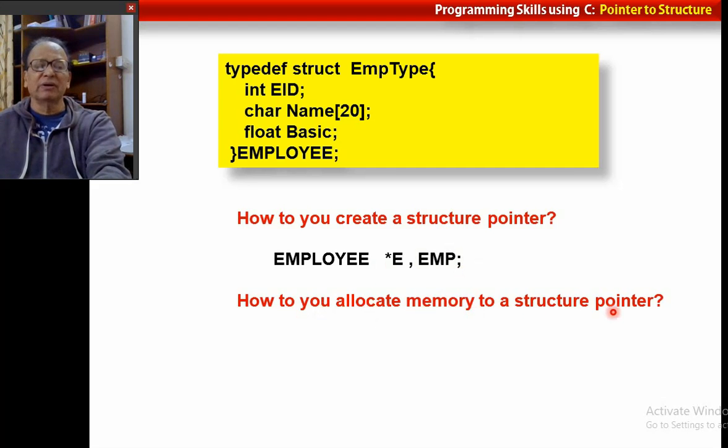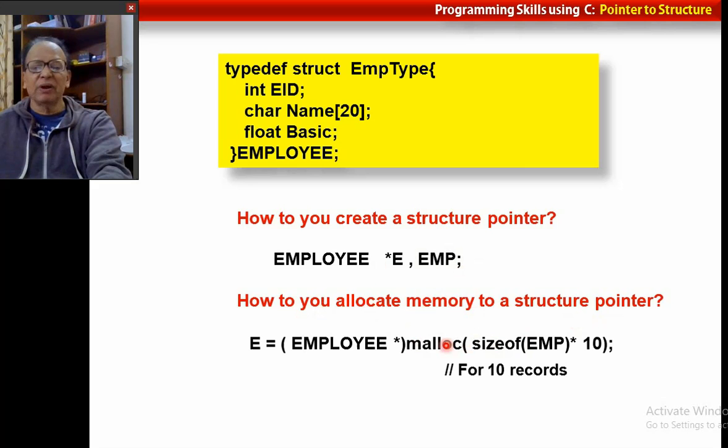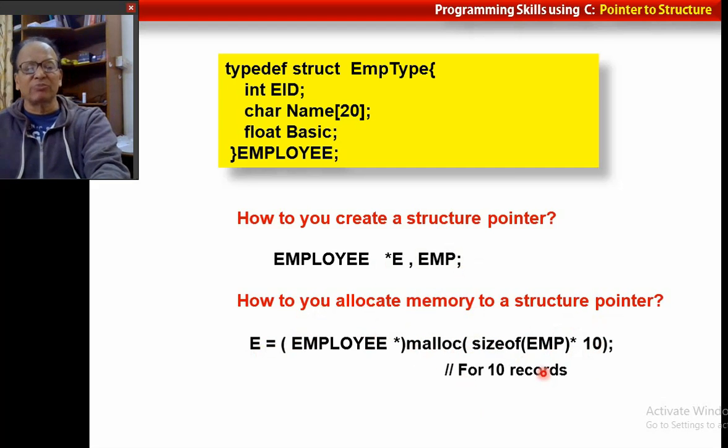to a structure pointer? We know we have done in the past. We have used malloc, or calloc could be used. So E equal to employee star malloc size of employee into 10. That means it creates space for 10 records, memory available for 10 records.